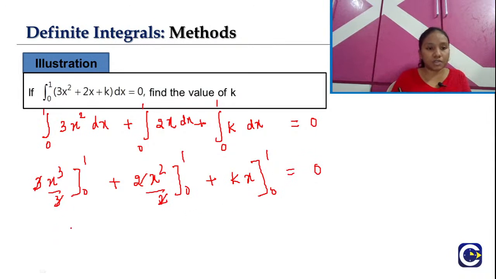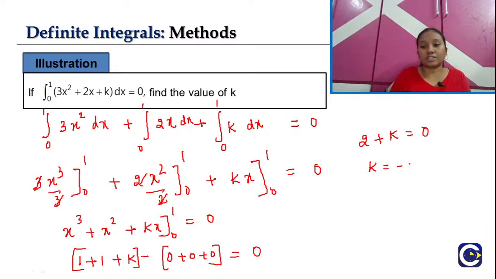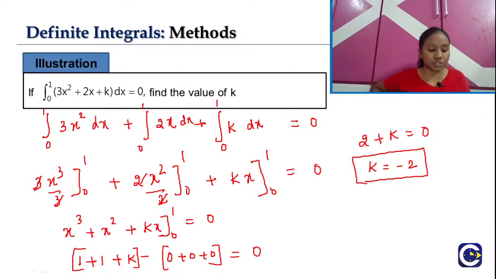Okay, Shyam has also given the answer. So our function here will be x cube plus x square plus kx from the limit 0 to 1, which is equal to 0. If we substitute 1, this will become 1 plus 1 plus k. And if we substitute 0, this will be 0 plus 0 plus 0. So this entire thing will be equal to 0, which is given in the question. Now if we simplify, 1 plus 1 is 2, so 2 plus k is equal to 0. From here, the value of k is directly equal to minus 2.